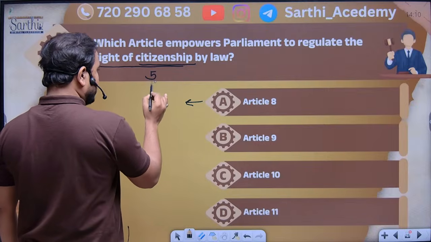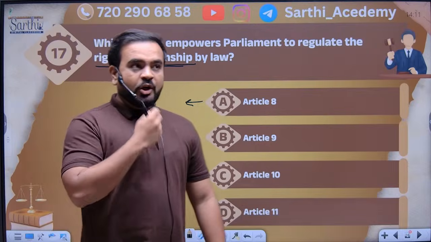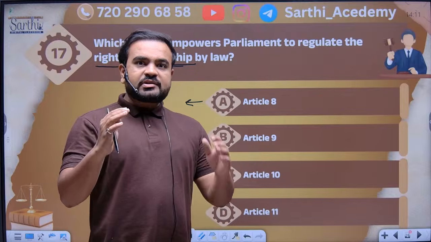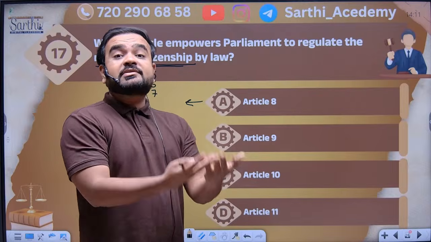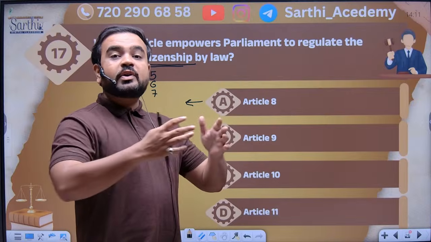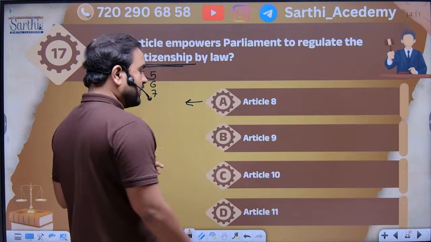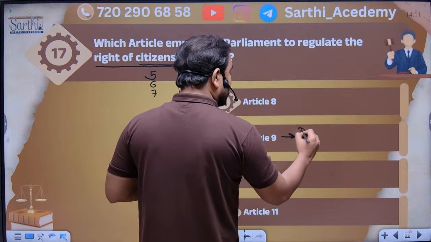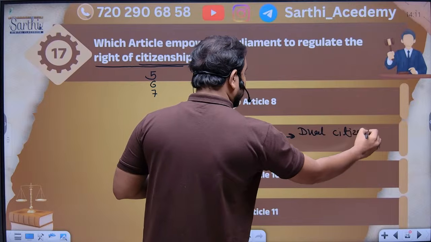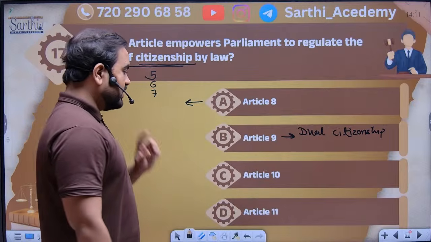5, 6, 7. Article 8 deals with, if somebody was living in a foreign country during the independence, somebody who was living outside India and Pakistan, and he or she wants to claim the citizenship of India, that is written in article number 8. Article number 9 says that nobody should have dual citizenship in India. That means the Indian government does not allow dual citizenship.